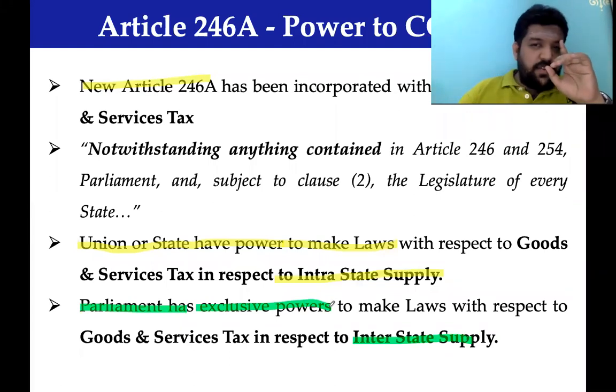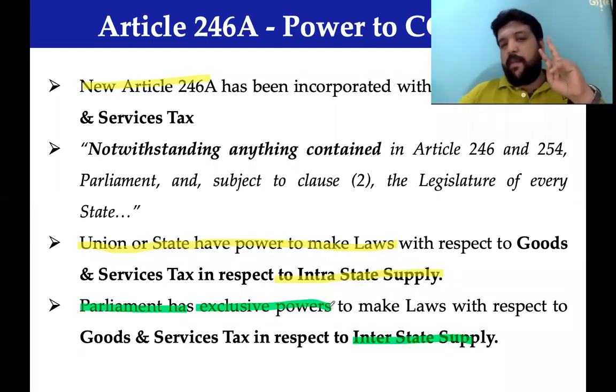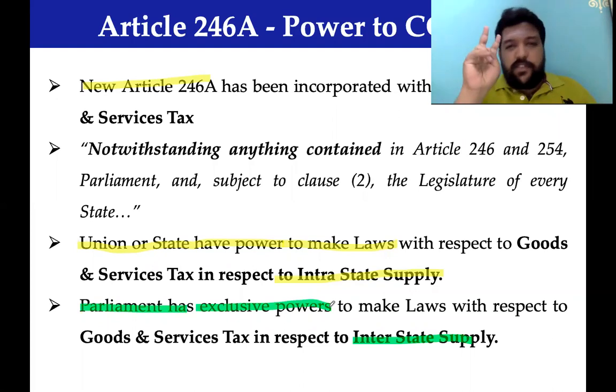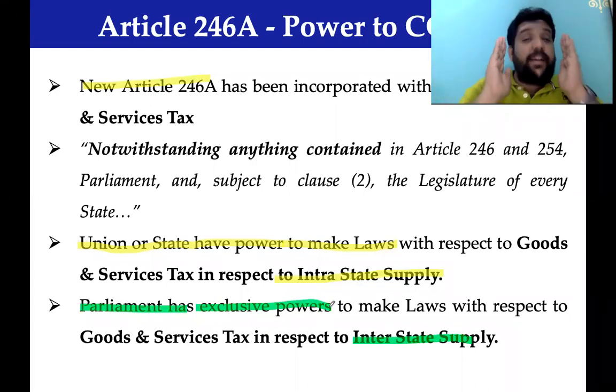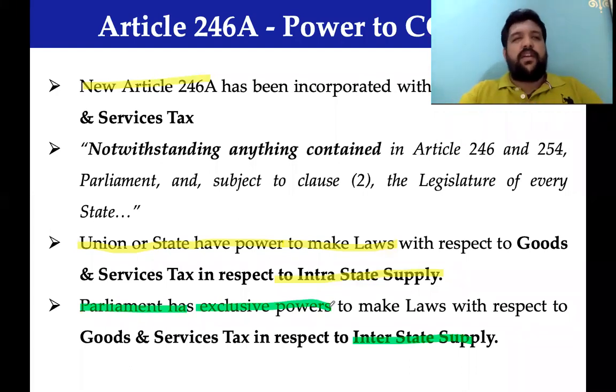So when it comes to intra-state supply, both the central government and the state government will have power to tax. When it comes to interstate supply, it is only Parliament that would have power to tax. That's on the introductory level, who will have the power to tax. If it is intra, both central and state government. If it is inter, then it is only your central government.